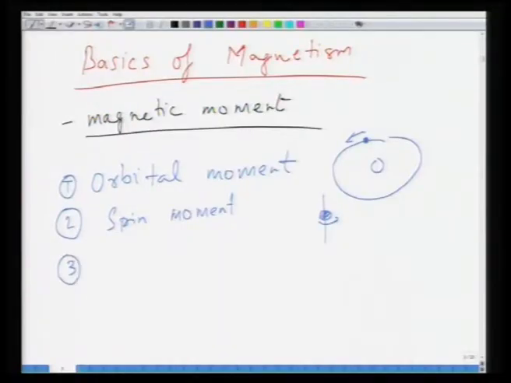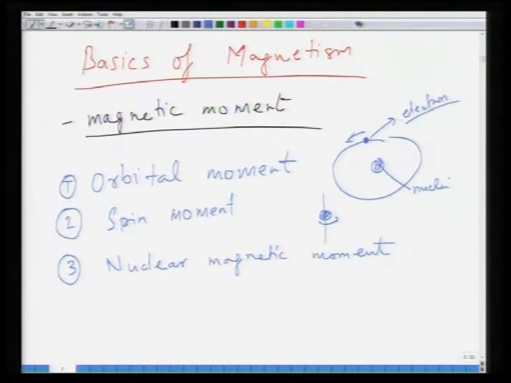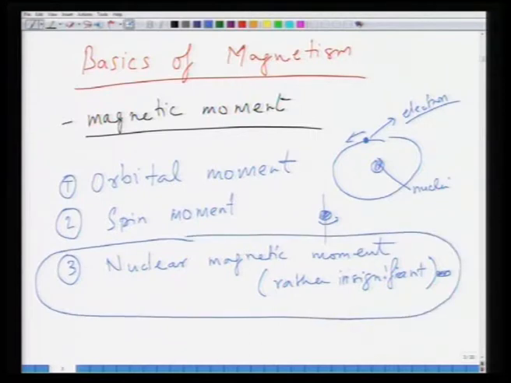And the third moment is the nuclear magnetic moment, and this is essentially due to the presence of the nuclei. So, you have a nucleus here and this is the electron. The presence of the nucleus itself gives rise to a magnetic moment, but this magnetic moment is rather insignificant or very small as compared to the above two. As a result, in most of the discussion on magnetism, this nuclear magnetic moment is neglected, and we will neglect it in our discussion as well.